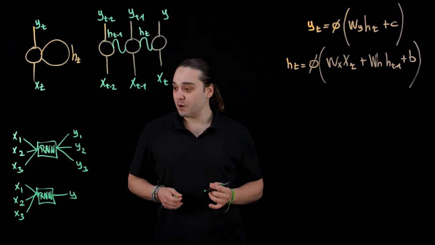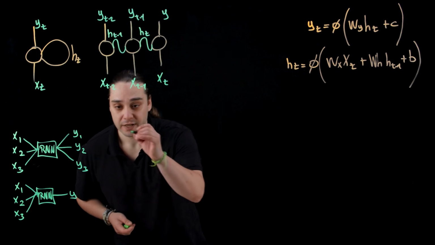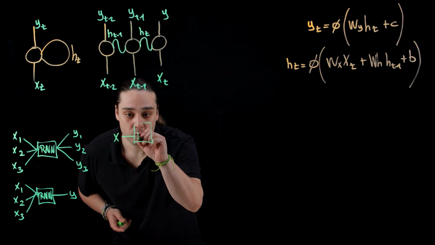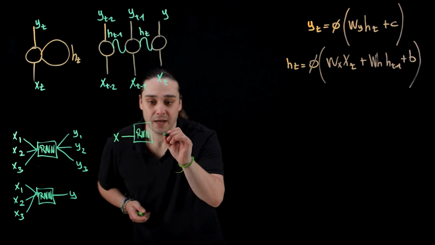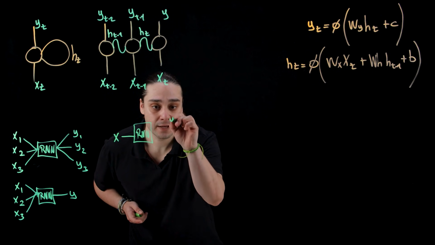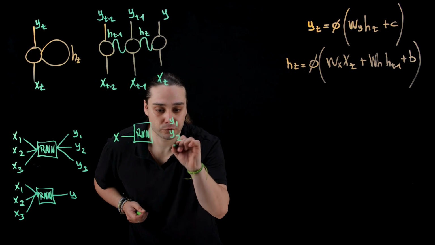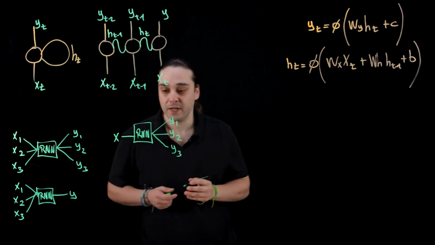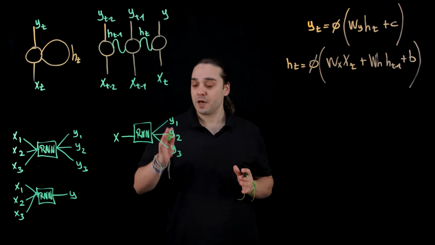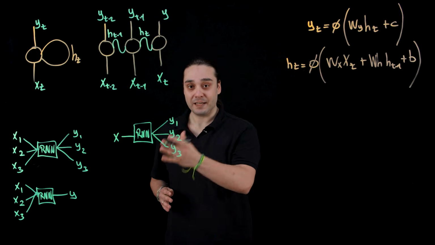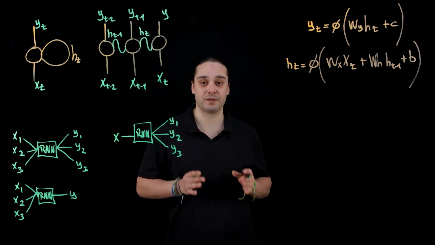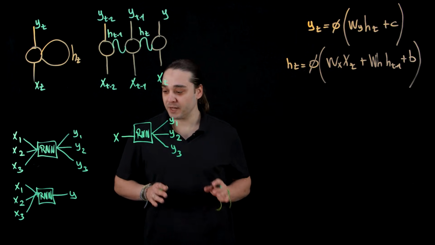Another way is the vector-to-sequence network. Here, we feed the network one single input, and it produces a sequence of outputs. Imagine you have an image. We can feed the network that image, and the network can generate a caption describing the image word by word.